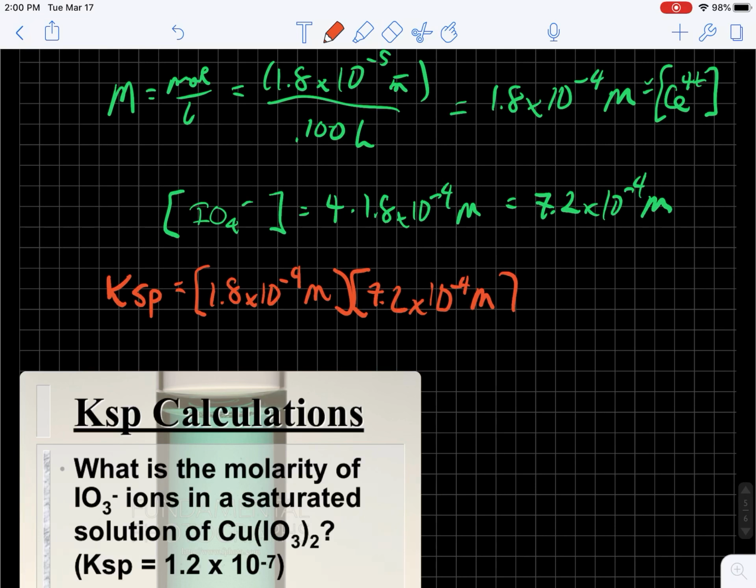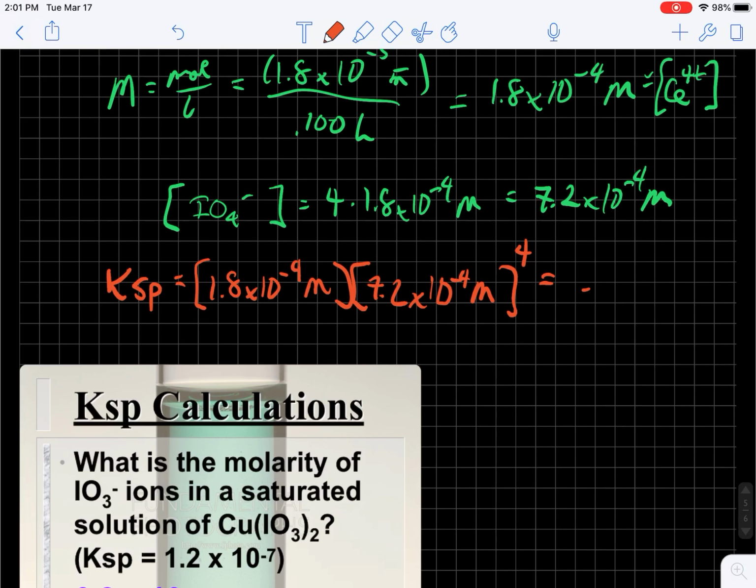Again, the mistake students make here is the formula is raise that to the 4th power. So we're going to do that. All right, so 1.8 exponential negative 4 times 7.2 exponential negative 4 raised to the 4th. And I get 4.8 times 10 to the minus 16, or 17 rather.